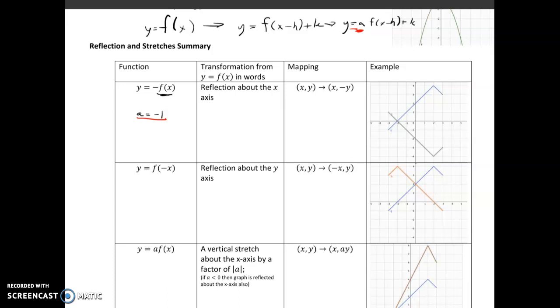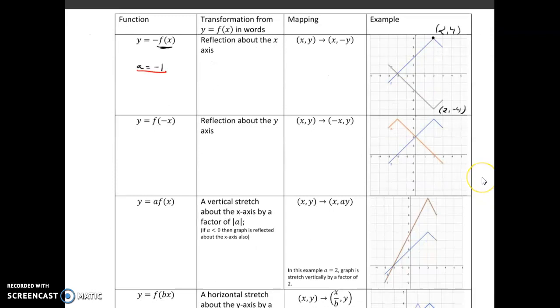And the mapping notation takes any point x, y on our parent function. So let the blue graph here be our parent function. And it changes each and every point: point x, y becomes point x, negative y. So if the blue is our parent function, that's point 2, 4, and it becomes point 2, -4. Notice how it was only the y value that became negative. So when a is -1, or negative in general, we say it's a reflection about the x-axis.